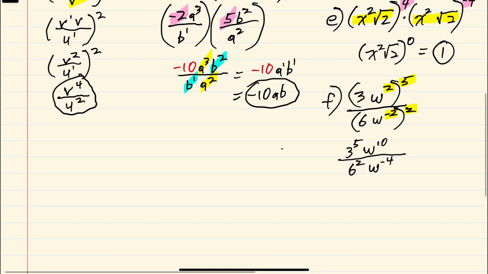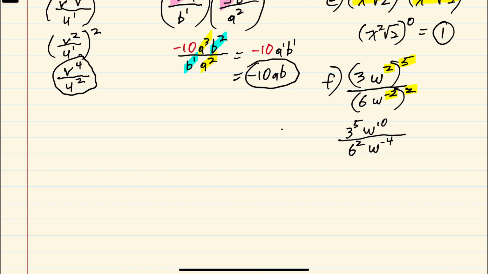From here, the numbers 3 to the 5th can simplify as 243, and the 6 squared simplifies as 36. The w's can be combined as the power of the top minus the power of the bottom, so 10 minus a negative 4, or 14, this being our simplest form.